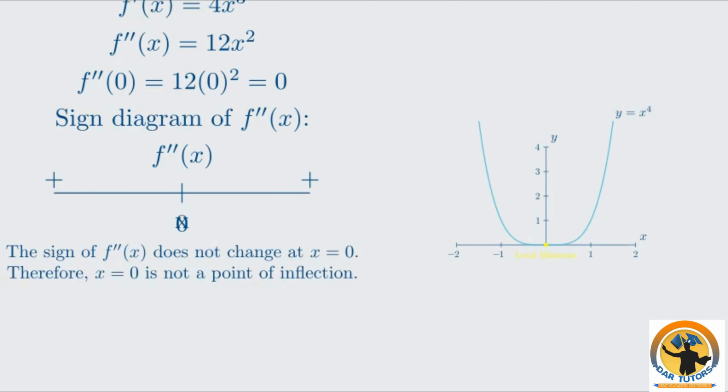For example, for the function f of x equals x to the power of 4, the second derivative is 12x squared. At x equals 0, the second derivative is 0. However, for x less than 0, it's positive, and for x greater than 0, it's also positive. The sign does not change, so x equals 0 is not a point of inflection, but a local minimum.